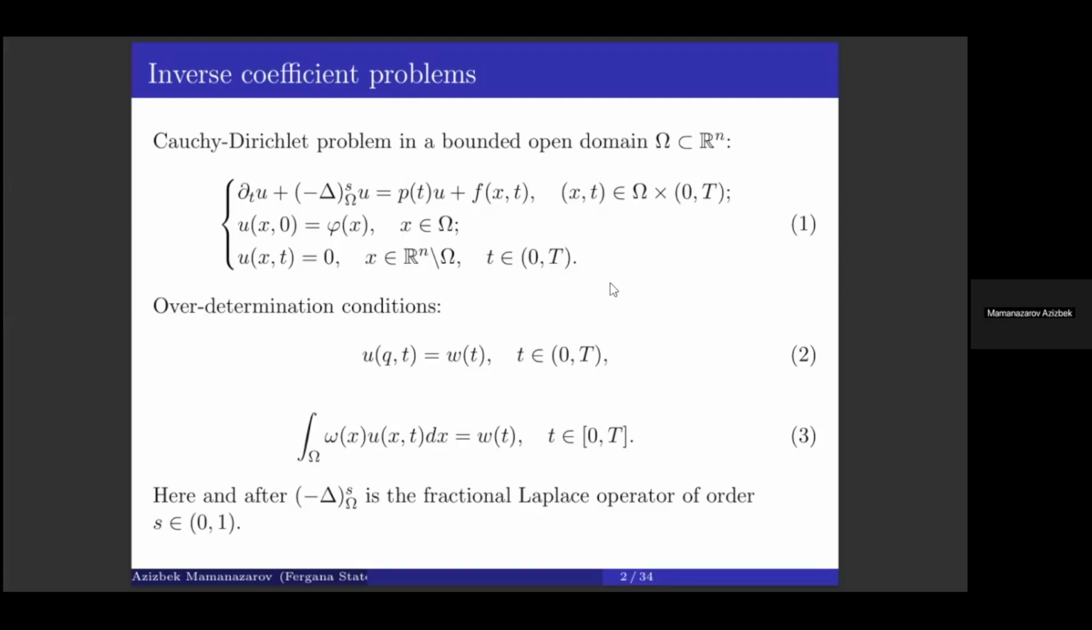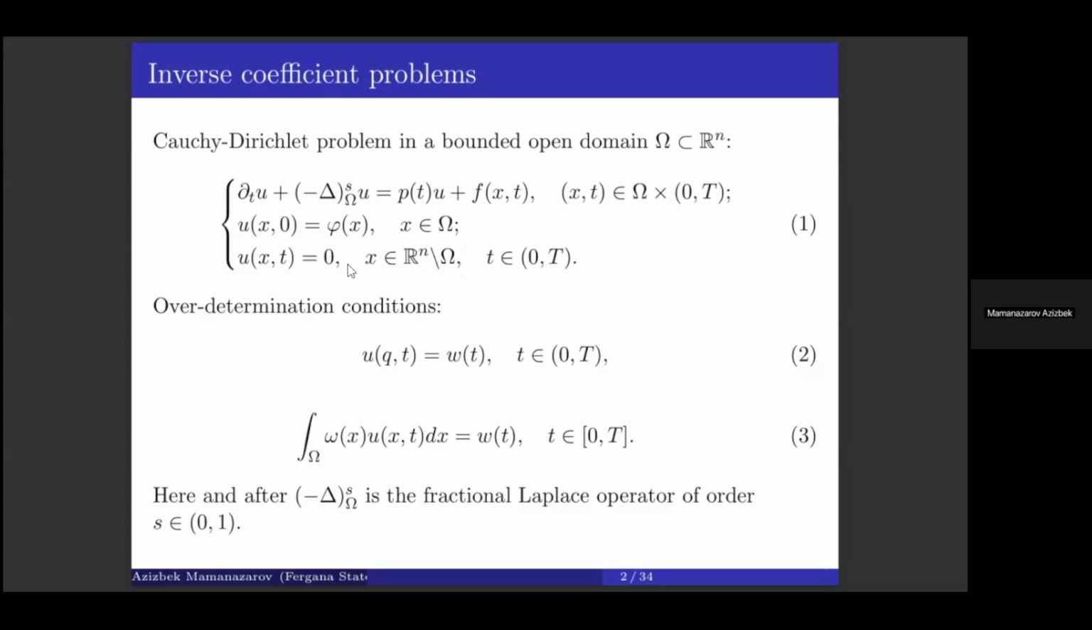In this talk, we consider the problem 1. This is a heat equation with a fractional Laplacian operator, and S changes between 0 and 1. We consider this equation with this type of initial condition and this type of boundary condition. Because of this fractional Laplacian operator, we have to formulate the boundary condition in this form: not only on the boundary of the domain, but also outside of the domain, the value of the function should be 0.